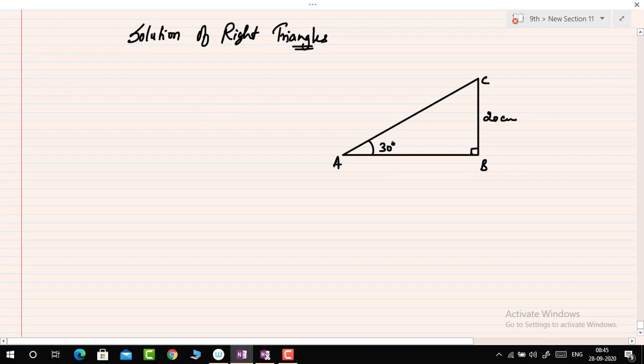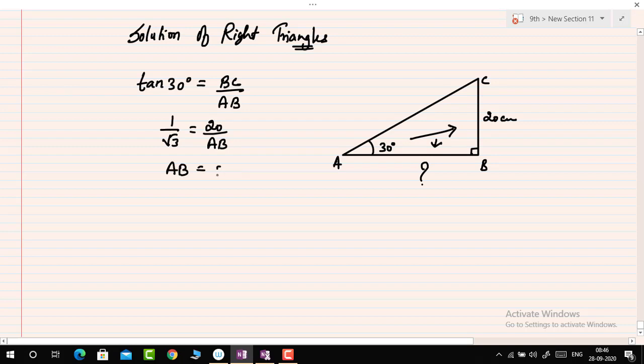So to find AB, we have to use a trigonometric ratio, that is T ratio, which is having a relation between this perpendicular and base. We know it is tan. So tan 30 can be written as perpendicular BC upon base AB, and we know tan 30 is 1 upon root 3. So BC can be placed 20 and AB is unknown. So AB, if we do the cross multiplication, we will get AB equals to 20 root 3 centimeter. Okay.